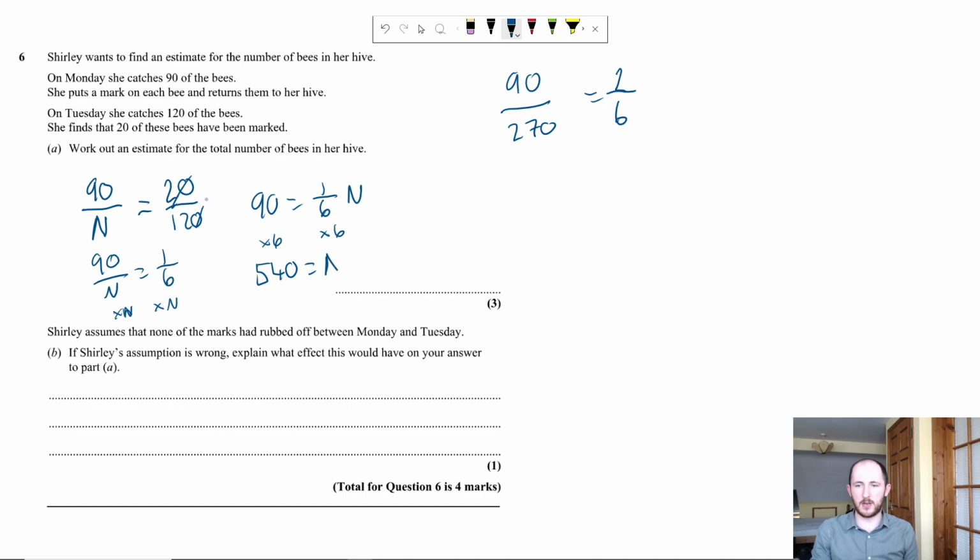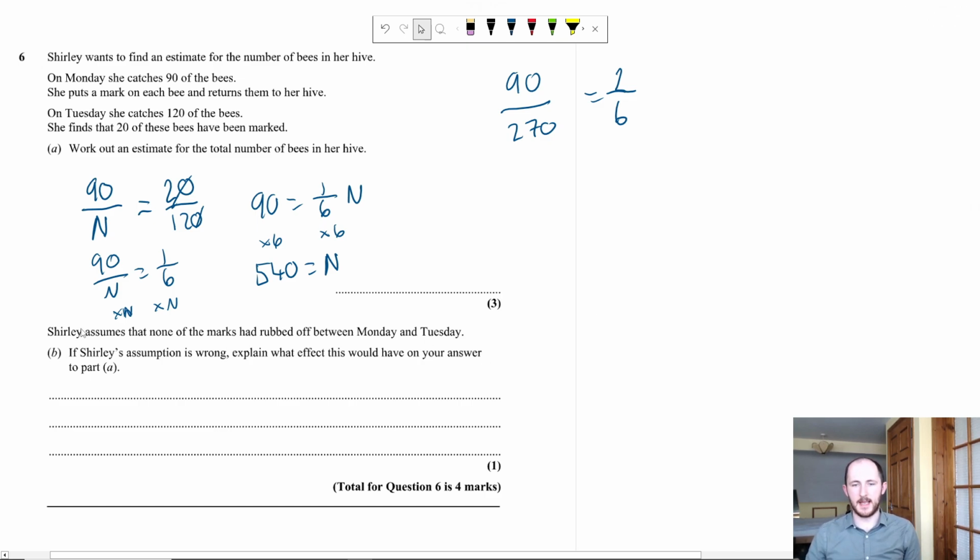Okay. So these questions are very quick, and they're easy once you know how to do them, but hopefully that makes sense. All you do is you take the first number, 90, put it over n. You take the second set of numbers, and you put the number of marked bees over the number that they caught, and then you rearrange. Simple as. 3 marks, pretty nifty.